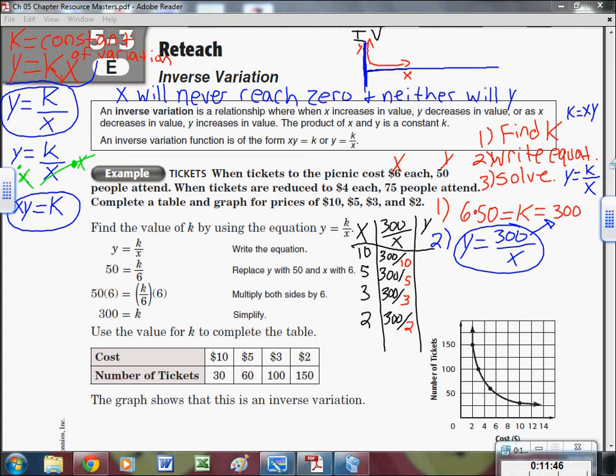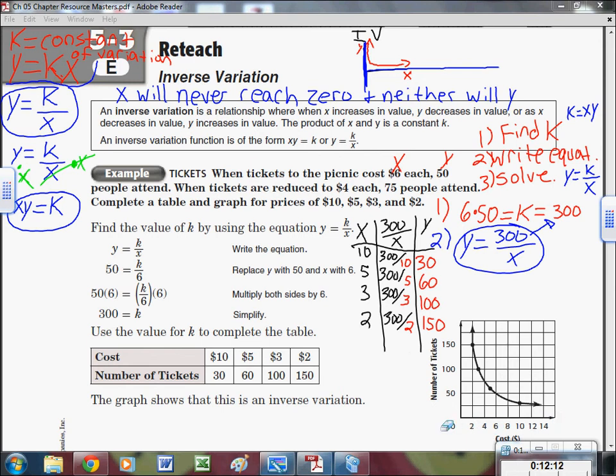10, 5, 3, 2. Now, if you solve each of these, 300 divided by 10 is 30. 300 divided by 5: well, 5 goes into 100 20 times, so it goes into 300 20 times 3, or 60 times. 3 goes into 300 100 times. 2 goes into 300, so that's half of 300. That's 150. So we now have our y values. That tells us when x is 10, y is 30.